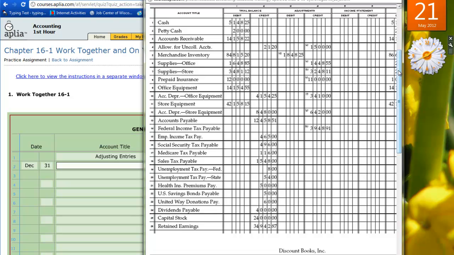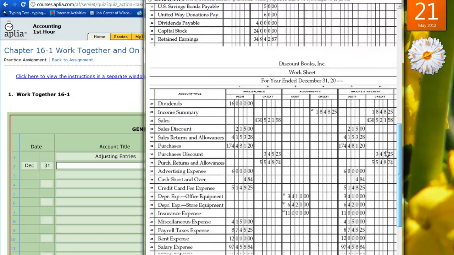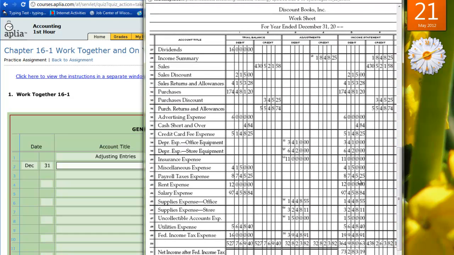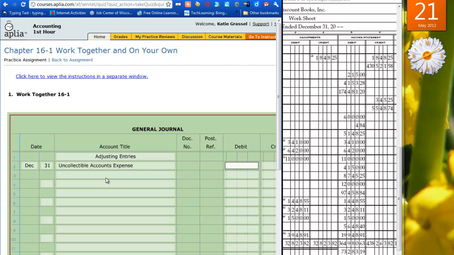So when I'm looking at the top here of my worksheet, I can see that A here is being credited for allowance for uncollectible accounts. When I go down here on the bottom, I can see that my other A is uncollectible accounts expense. So I need to, on my very first line, put in uncollectible accounts expense, and then I'm debiting it for $1,500. And allowance for uncollectible accounts is being credited.